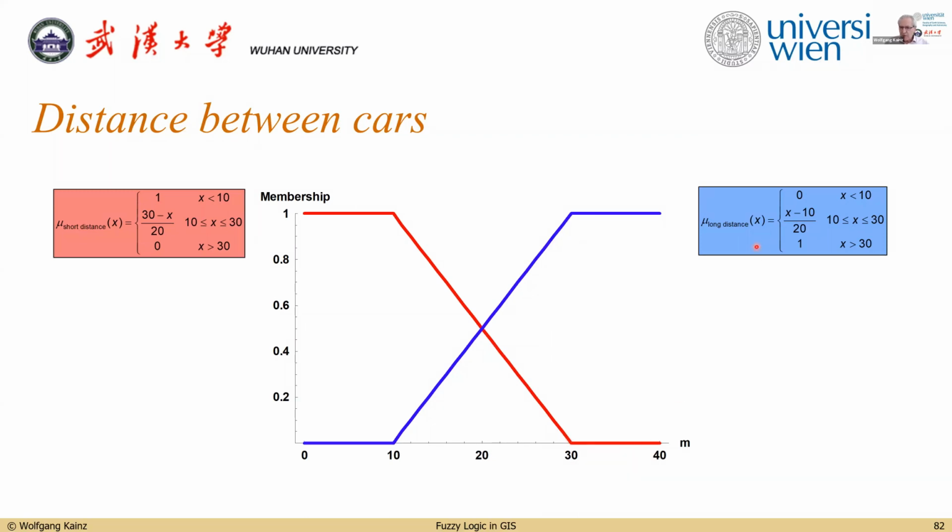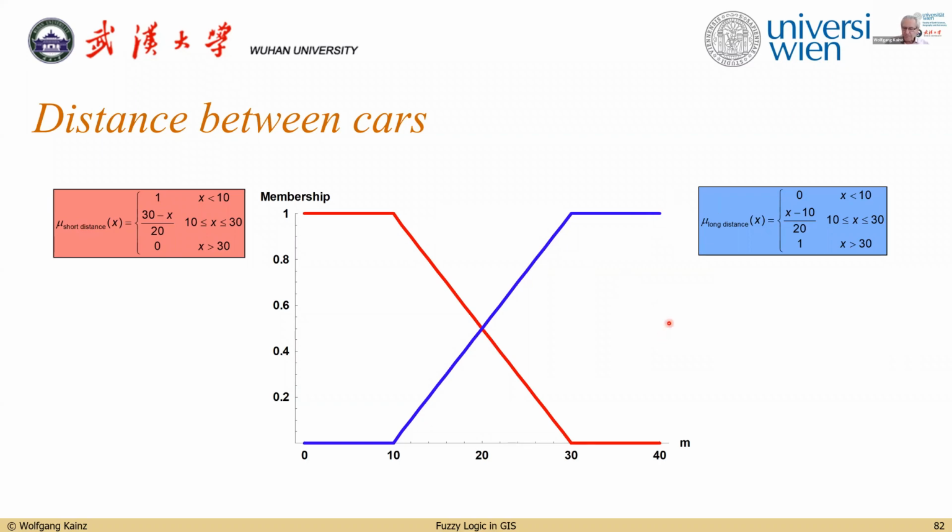The membership function for long distance is more or less the complement, but I defined it here again with a formula. I said it's 0 up to 10 meter distance, then the membership value increases up to 30, and from 30 on it stays 1. The membership to long distance stays 1. You see here the formula according to a linear membership function for short and long distance.